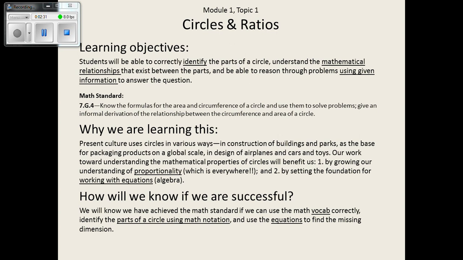How will we know if we are successful? We will know we have achieved the math standard if we can use the math vocab correctly, identify the parts of a circle using math notation, and use the equations to find the missing dimension.